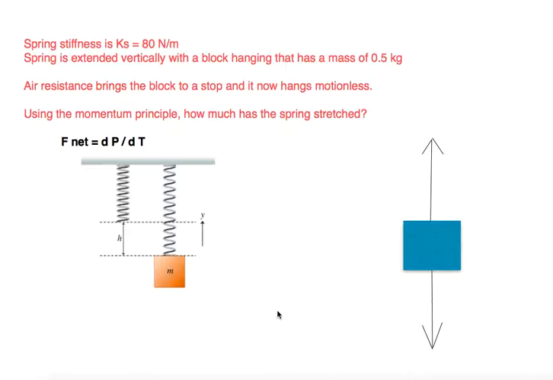Since it's hanging motionless, I can remember that the change of momentum is actually 0. I have to keep that in mind, and now I'm going to use the momentum principle to find out what h is. The momentum principle states that F net equals delta P over delta T, so F net equals the change in momentum over the change in time. Now I want to use my block as my diagram and figure out what's in the positive and what's in the negative direction.